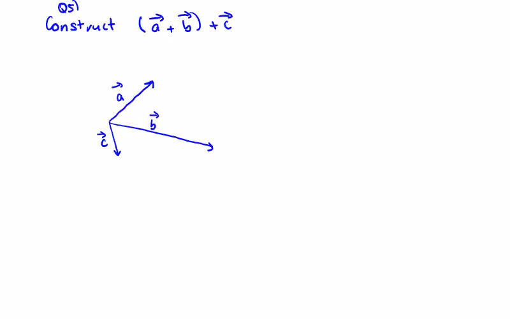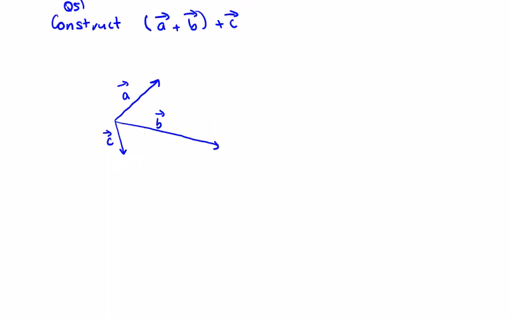So with a vector like this, we construct A plus B first, and then we do A plus B plus C. So A plus B from the tip of A parallel to B, from the tip of B parallel to A. We construct this vector. So this is the vector A plus B.